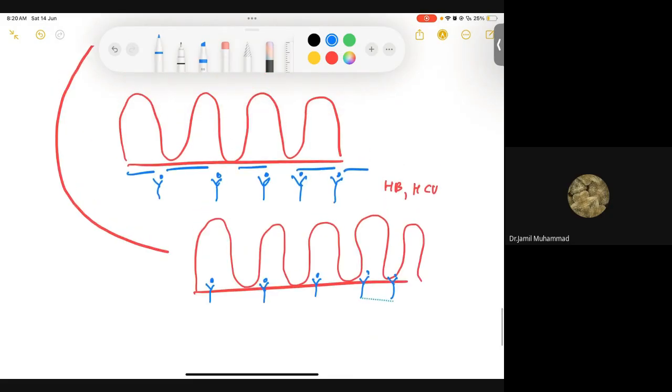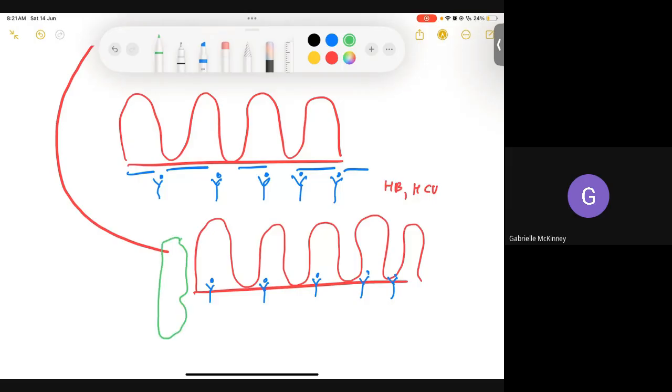So type 1 and type 2 basically differ by the location of immune complexes. In type 1, the immune complexes are going to be present below the endothelium. In type 2, they are into the basement membrane. Is that clear? And as we discussed, we have your mesangial cells.